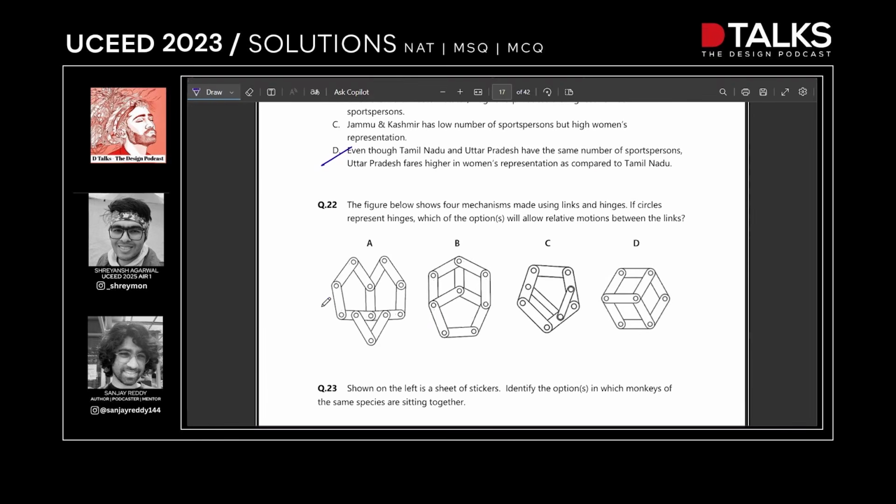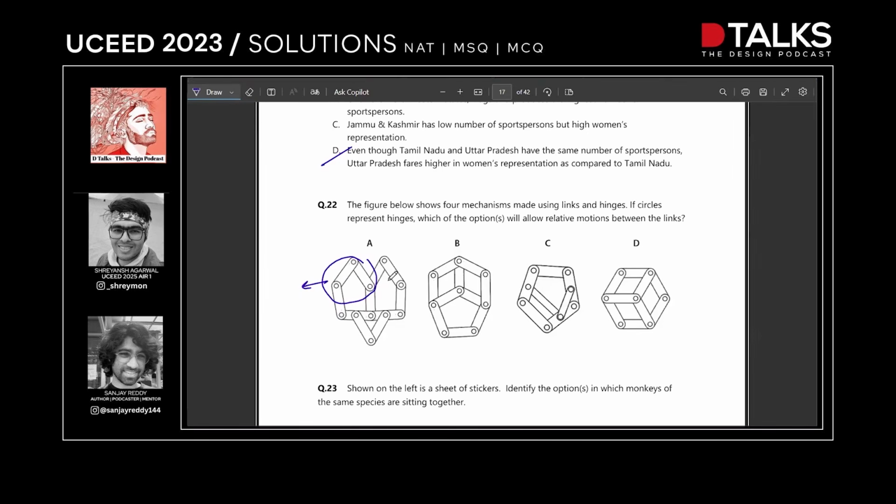The figure below shows four mechanisms made using links and hinges. If circles represent hinges, which of the options will allow relative motions between the links? So with these questions, what you can do is just look at different hinges. एक एक करके hinge को देखो. So in option A, you can easily move this particular area to the left, थोड़ा सा, right?